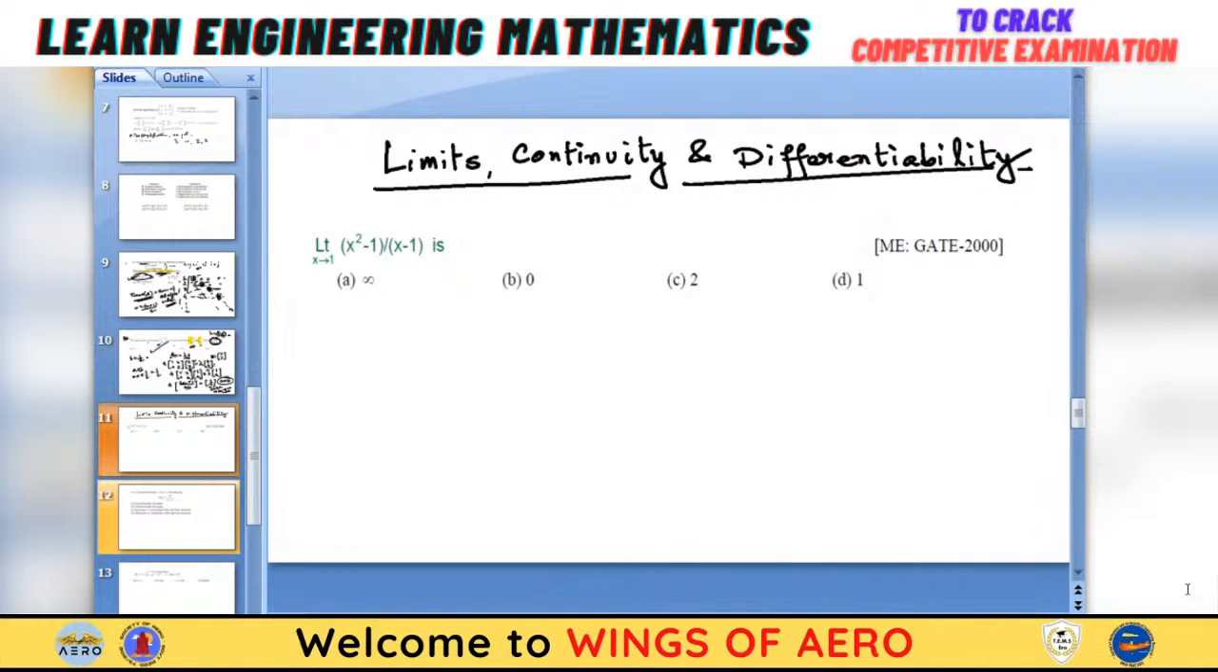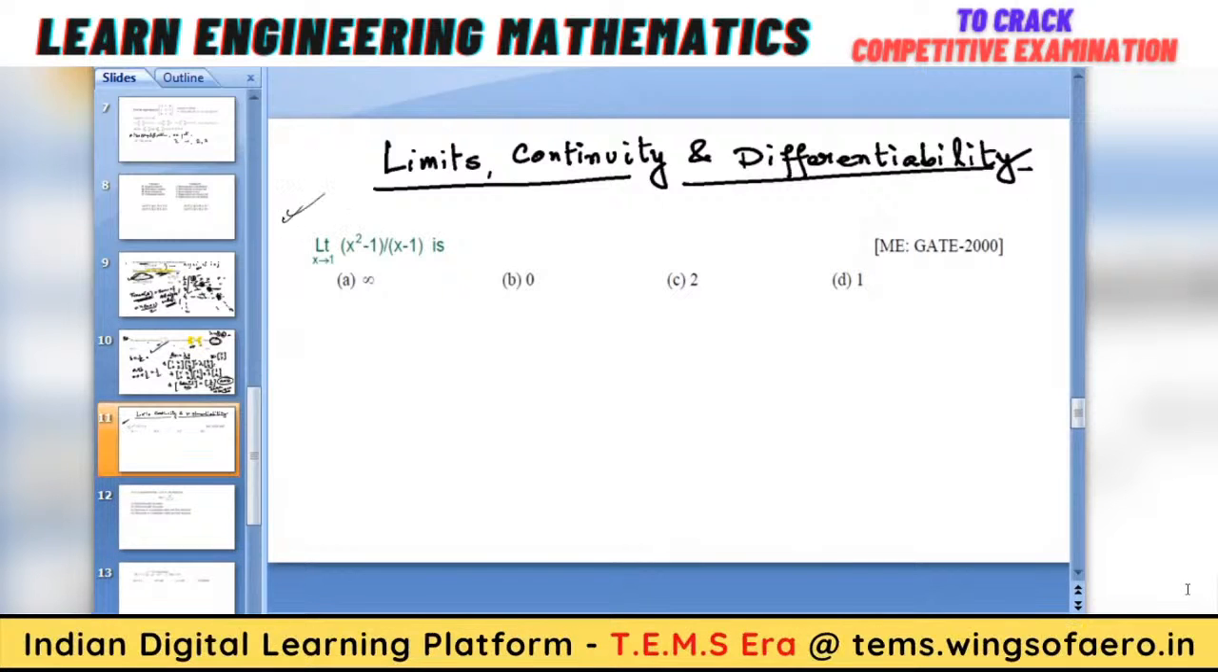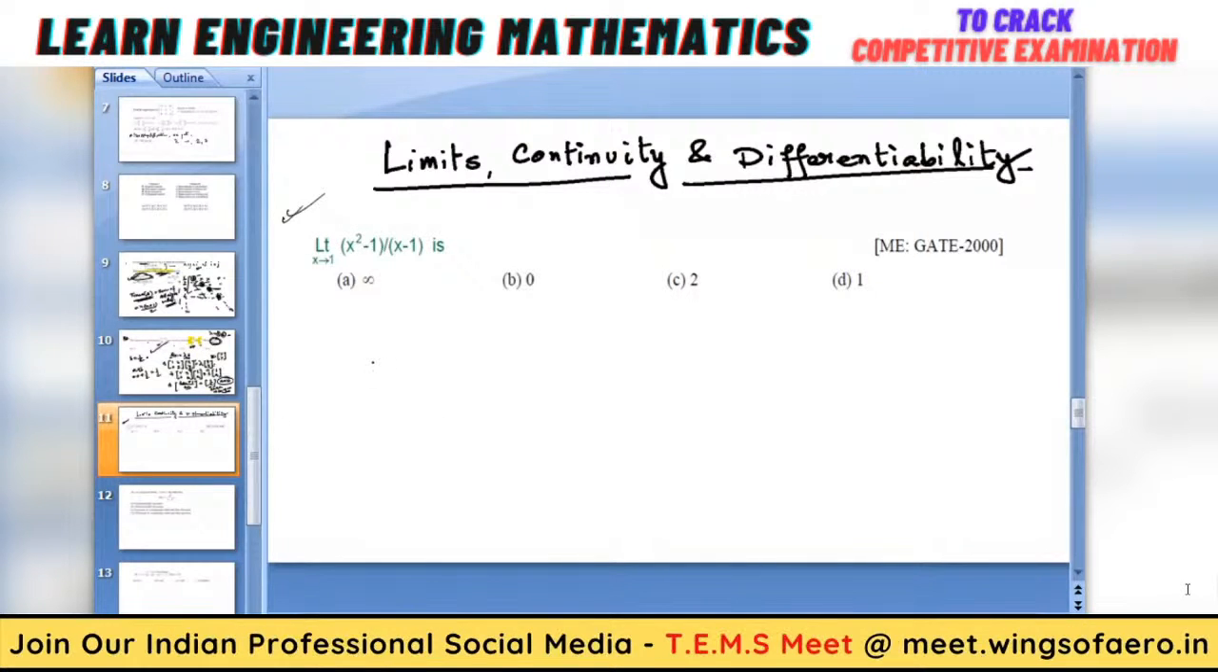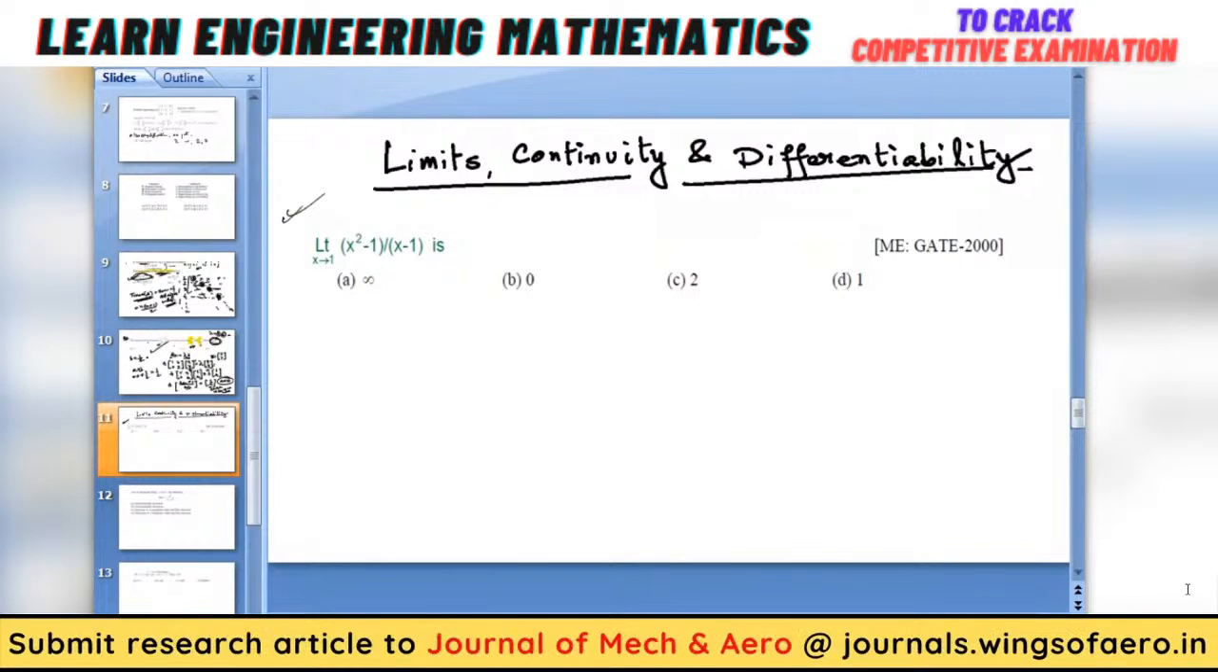Limit. Now first, please answer this question. The first question I have given here is a very simple question. Limit x tends to 1, x square minus 1 by x minus 1. What is the value of this?